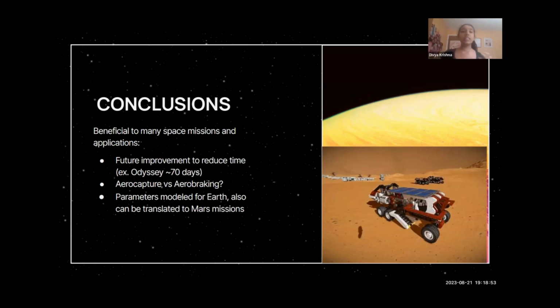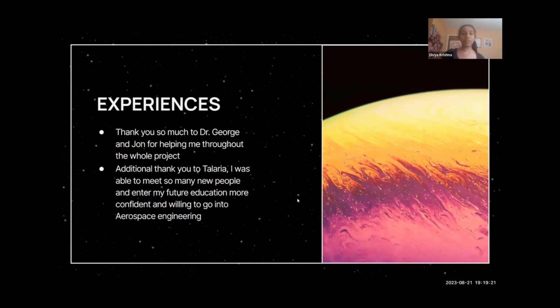And then again, these parameters for the study were modeled specifically off of Earth. However, in future studies that I also plan to conduct, this same equation and this same process can be translated to, for example, Martian data using Martian mu constants, using variable densities on Mars, as well as variable altitudes. And so this could be very helpful.